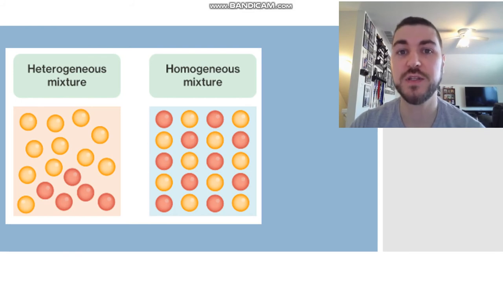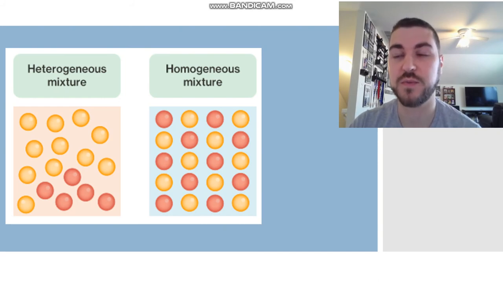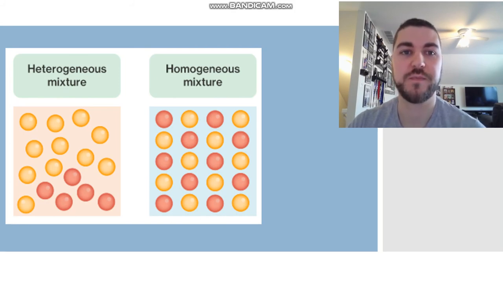However, in the homogeneous mixture diagram, you can see that the red and orange are evenly distributed throughout. So if I was to take the top part of the sample or the bottom part of the sample, I would be getting the same amount of each pure substance in the mixture. So it's all about how it's distributed.